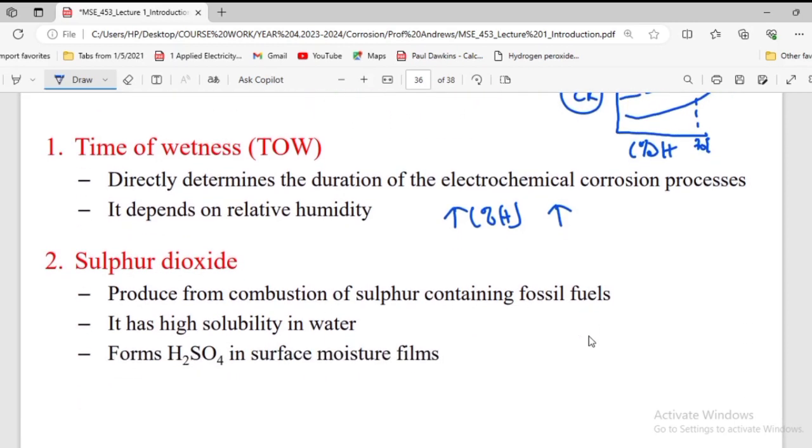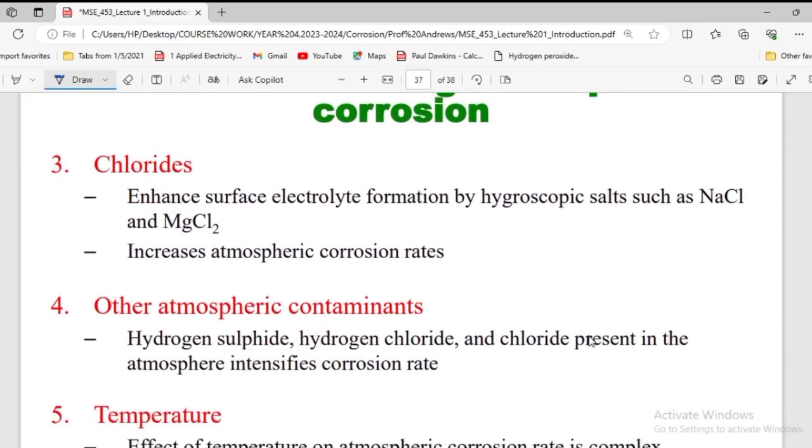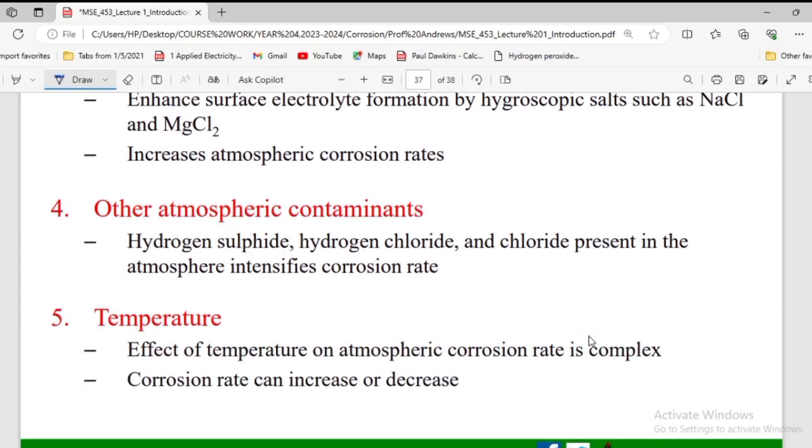Sulfur dioxide is produced from combustion of sulfur-containing fossil fuel, and it has high solubility in water. It forms sulfuric acid in the surface moisture film. Sulfuric acid is very corrosive to certain engineering materials, and since it's corrosive, corrosion happens. This is electrochemical corrosion. Chloride at the seaside increases the atmospheric corrosion rate, like the formation of surface electrolytes from hygroscopic salts such as sodium chloride and magnesium chloride. Other atmospheric contaminants, hydrogen sulfide and hydrogen chloride, also intensify the corrosion rate.